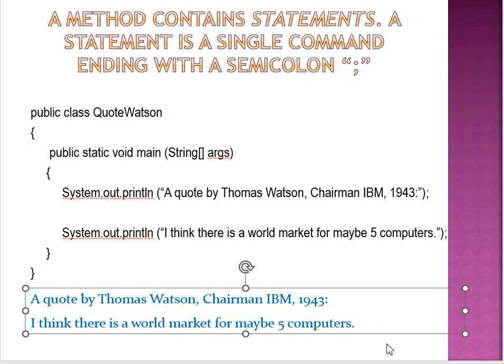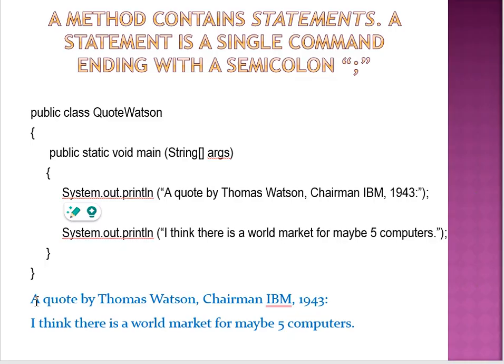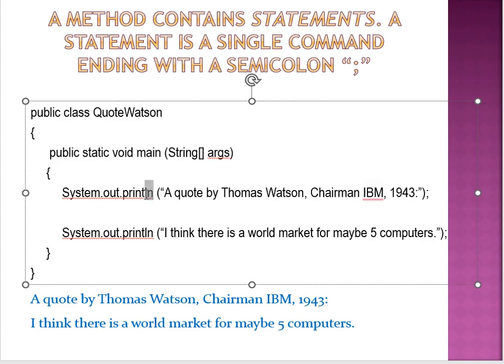Down there is the output that we're expected to see. Exactly what is in double quotes is what is printed here. So when we execute this program, what we'll get on the screen is exactly what is there, which is a quote by Thomas Watson, Chairman of IBM, 1943, with another one. Remember, we said println, LN at the far end there, which means the next printout is going to go on the next line. Let's move on.